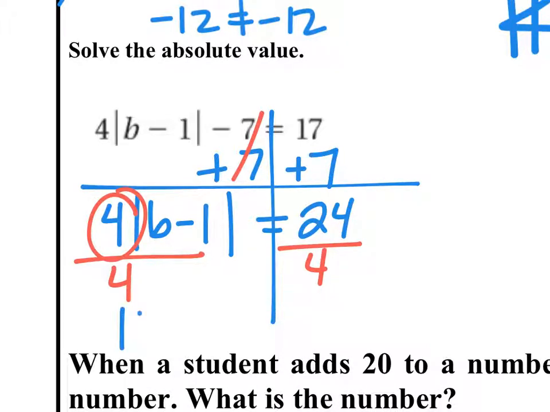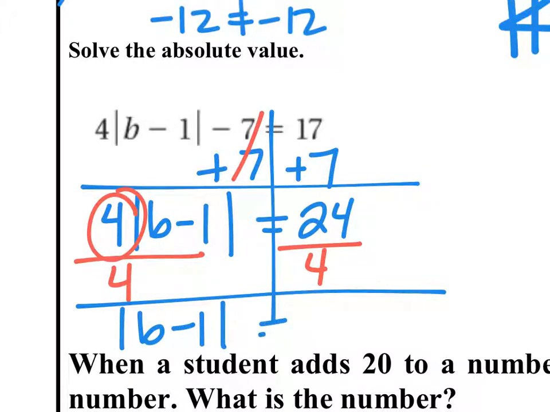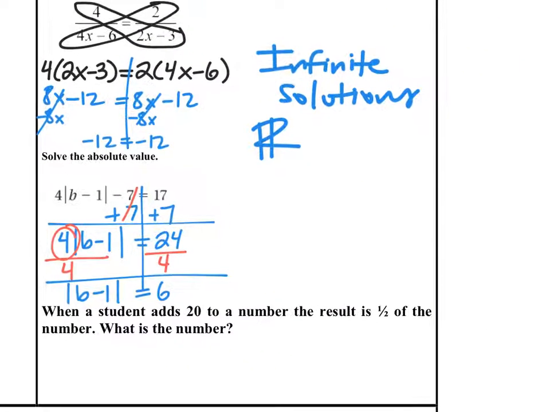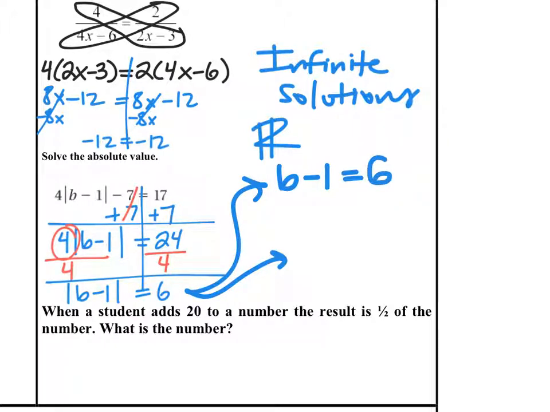You cannot distribute the 4 because absolute values are not the same thing as parentheses. So we're left with the absolute value of b minus 1 is equal to 6. This is where we split it up into two things. We'll split it up into b minus 1 equals 6 and b minus 1 equals negative 6.